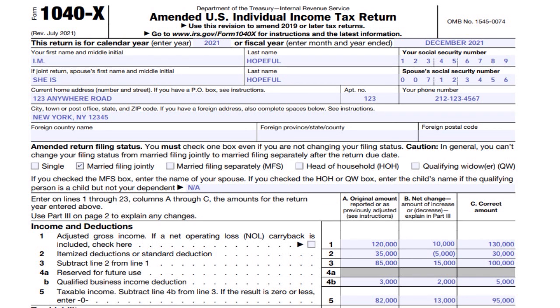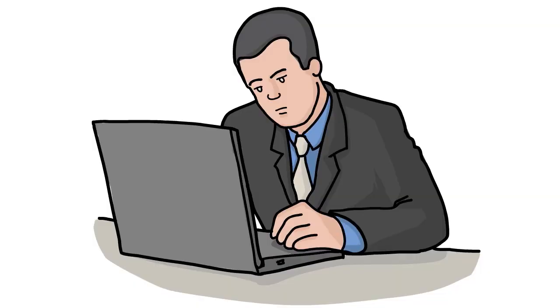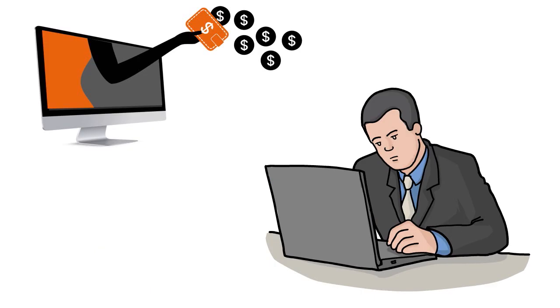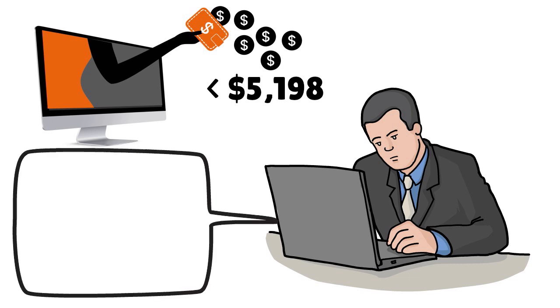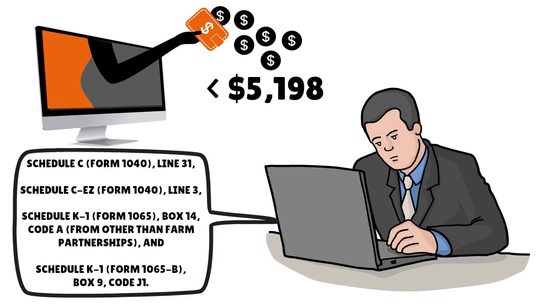And you also have the non-farm optional method. You may use this method to figure your net earnings from non-farm self-employment if your net non-farm profits were less than $5,198 and also less than 72.20% of your gross non-farm income. Net non-farm profits are the total of the amounts from Schedule C, line 31, Schedule C-EZ, line 3, Schedule K-1, box 14, and Schedule K-1 (Form 1065-B).